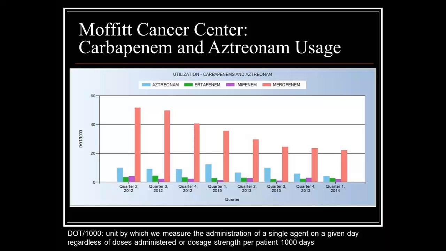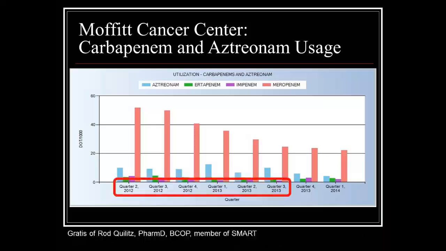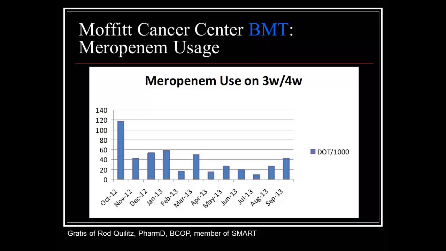There's always going to be a certain amount of aztreonam required for patients that have a true anaphylactic-type penicillin allergy. Looking just at the first section for our bone marrow transplant patients, we also severely decreased our meropenem use. Again, there's always going to be a certain percentage of patients that requires meropenem for cause, being a history of ESBL or a bug that just is not clearing correctly.